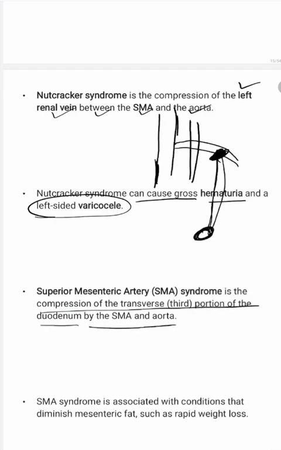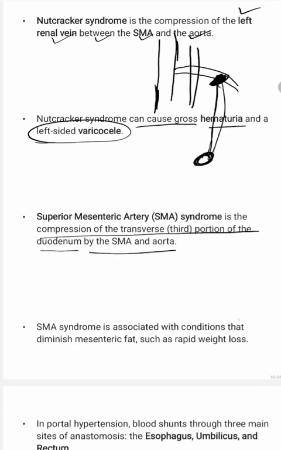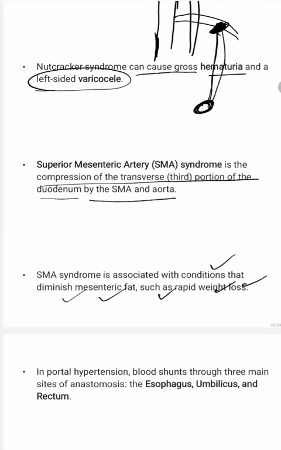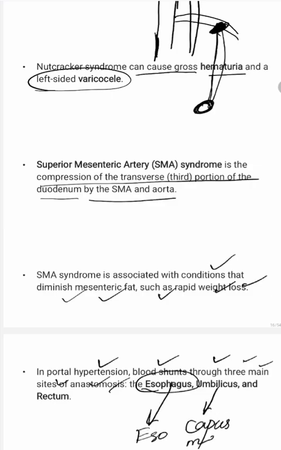Now, superior mesenteric artery syndrome is the compression of the transverse third portion of the duodenum by the superior mesenteric artery and aorta. SMA syndrome is associated with conditions that diminish the mesenteric fat pad, such as rapid weight loss. In portal hypertension, blood shunts through three main sites of anastomosis. What are these sites? The esophagus, where it gives esophageal varices. The umbilicus, where it gives caput medusae. And the rectum, where it gives hemorrhoids.